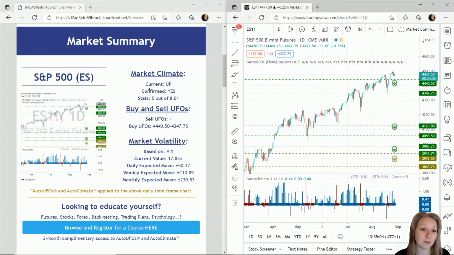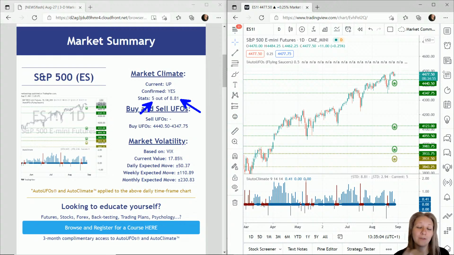So with US stocks at the moment, we have a confirmed upwards climate. We have a thick blue dot here on our AutoClimate. That tells us probability upwards. We also have stats here that tell us that usually this market would go up for 8.81 candles. I'm going to round that up to 9, just because you can't really have a fraction of a candle. Normally goes up for 9 candles. We're on candle number 5. That tells us that we still have movement to the upside, we still have room to the upside based on what usually happens.